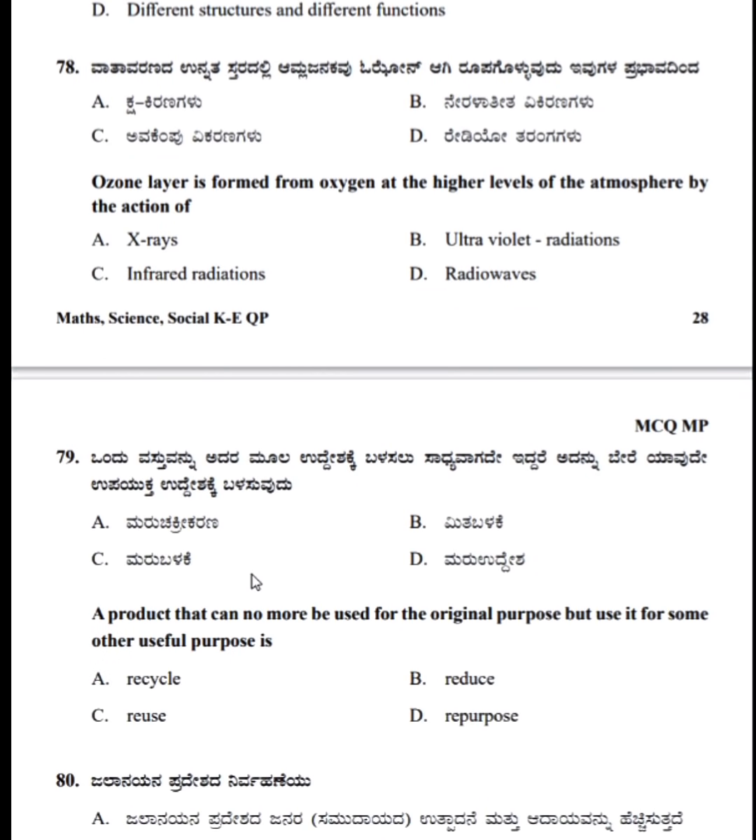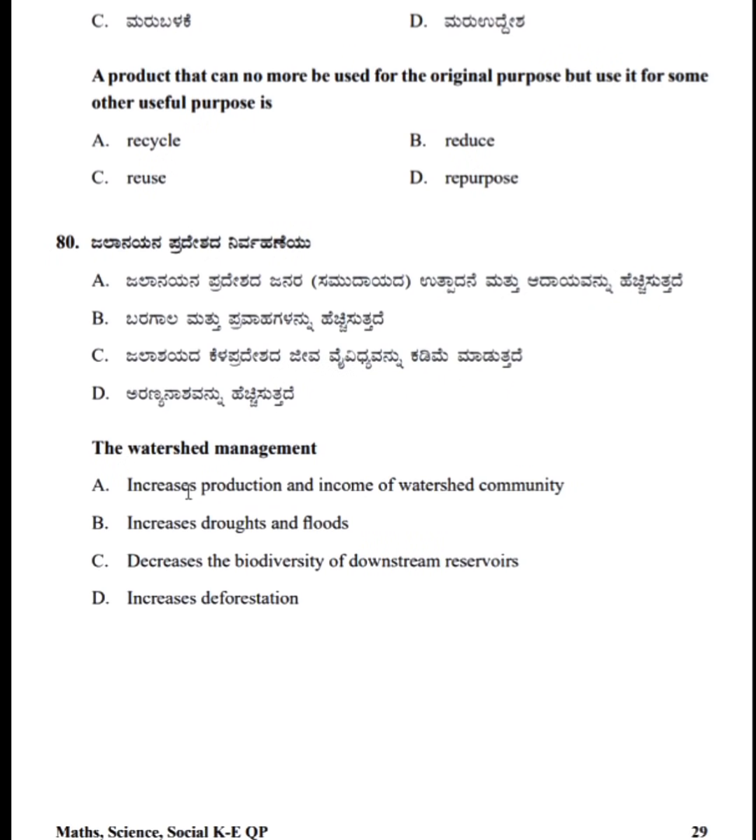Question number 78. Ozone layer is formed from oxygen at the higher levels of the atmosphere by the action of ultraviolet radiations. Question number 79. A product that can no more be used for the original purpose but is used for some other useful purpose is. It's a simple question. The answer is itself in the question. Therefore, the correct answer is option D, repurpose.